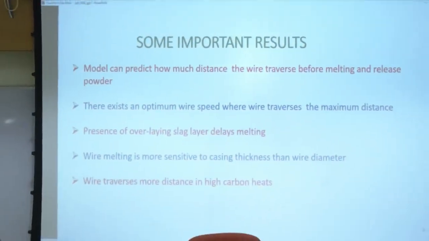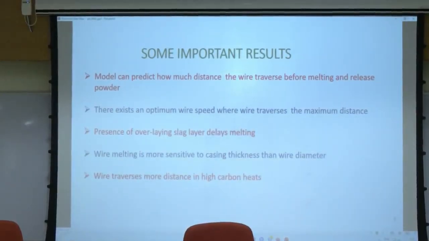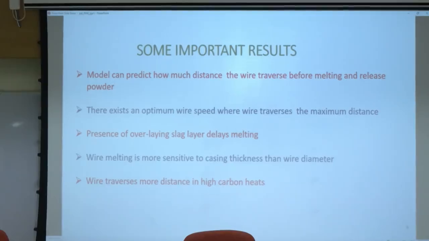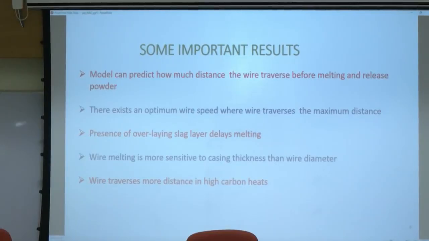So what the model can do, most interestingly, is tell where the wire melts and how much distance the wire travels before it melts. And it was found that there exists an optimum speed at which the wire can penetrate the maximum distance, because the general conviction is that the higher the speed, the more the wire will penetrate. But another factor is there, because at higher speed, the heat transfer and the solid liquid thermal boundary layer also increase. So that tries to melt the wire faster.